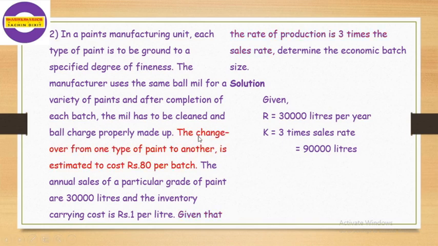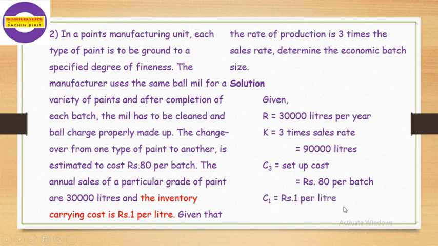Then point out the statement that the changeover from one type of paint to another is estimated to cost rupees 80 per batch. It gives the setup cost, that is C3. C3 is equal to rupees 80 per batch. Now we have to find out the value of C1. For that, the inventory carrying cost is rupees 1 per liter. Therefore, C1 is equal to rupees 1 per liter.